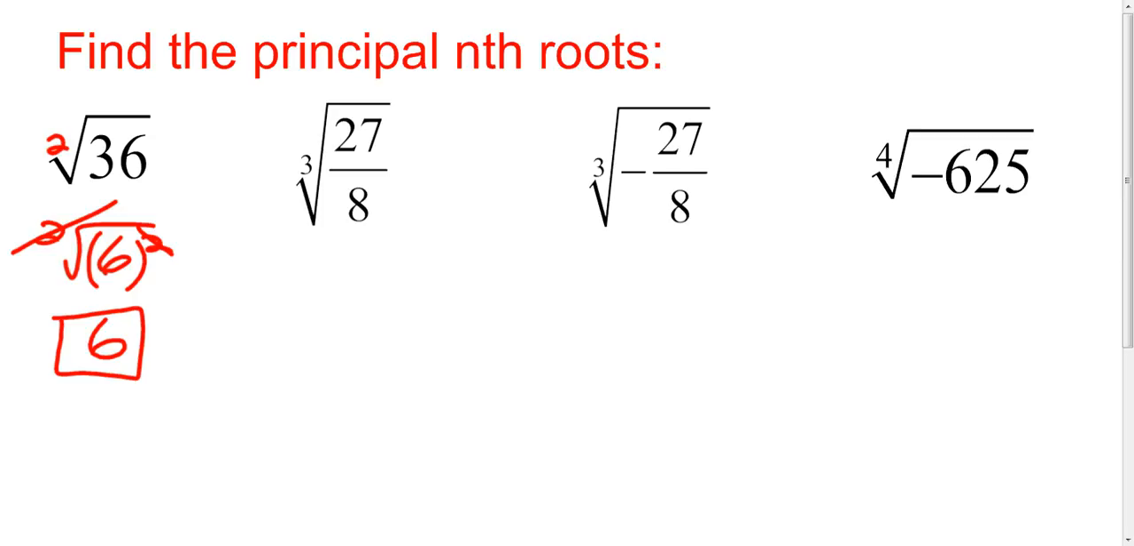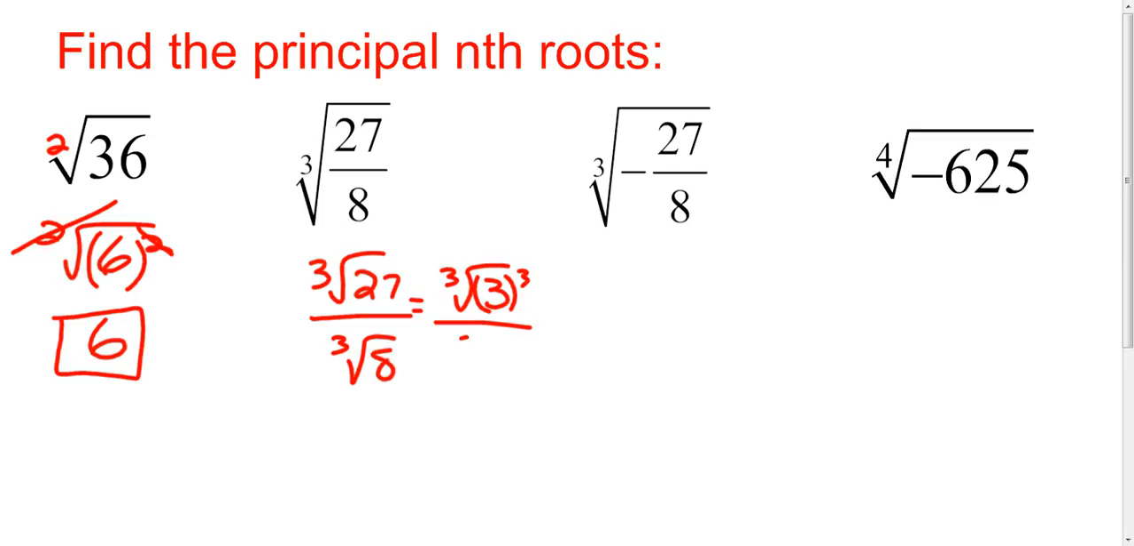Okay, here when you have a fraction, you can think of this as the cube root of 27 over the cube root of 8. Okay, this is really the cube root of 3 cubed over the cube root of 2 cubed. Okay, those cancel each other out, and so you just get 3 halves.